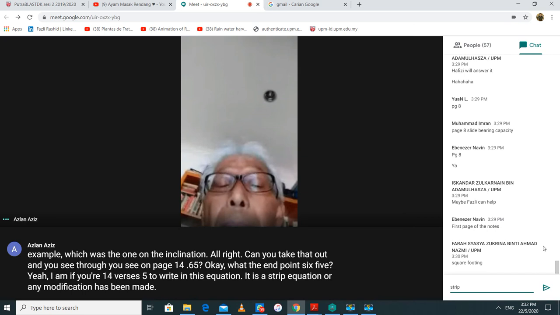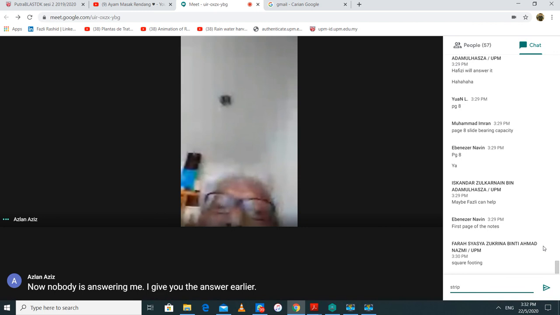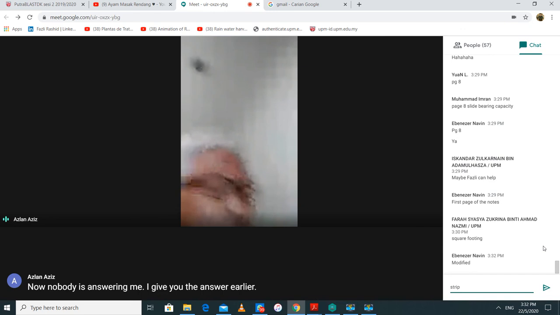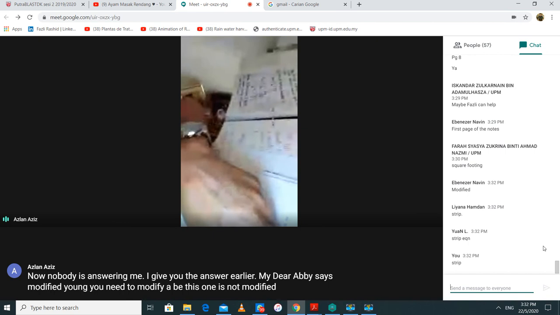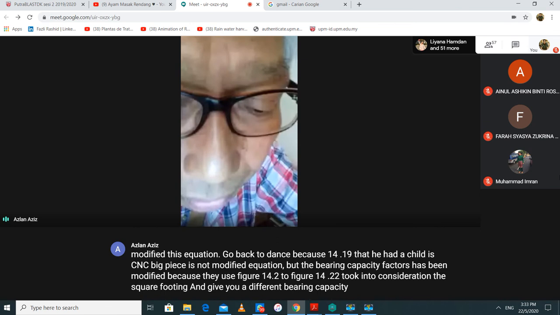Now nobody is answering me. I gave you the answer earlier. AB says modified. This one is not modified, AB. This equation, go back to that. Figure 14.19 that was there just now. That is c Nc. This is not modified, the equation. But the bearing capacity factors have been modified because they use figure 14.22. Figure 14.22 took into consideration the square footing and gave you different bearing capacity factors.